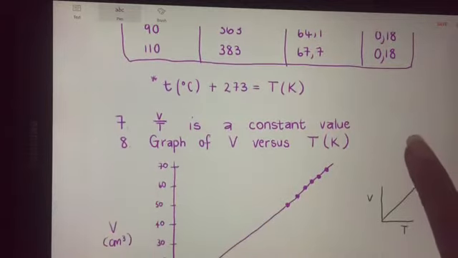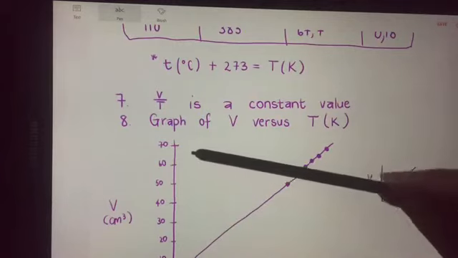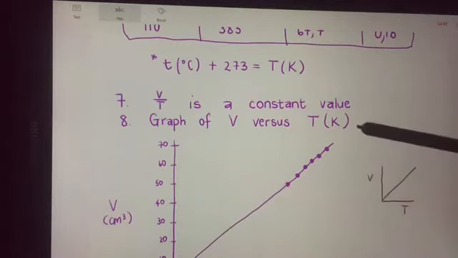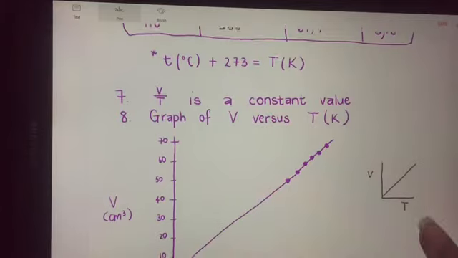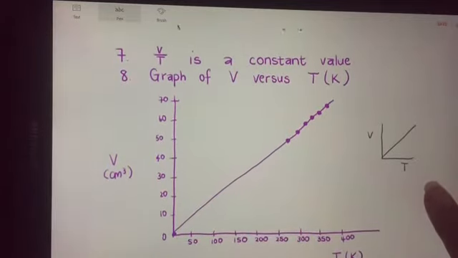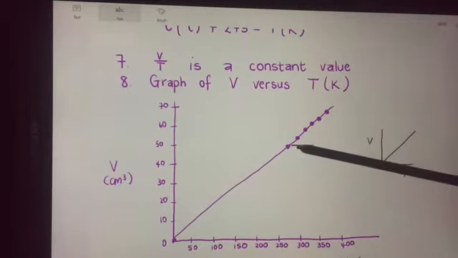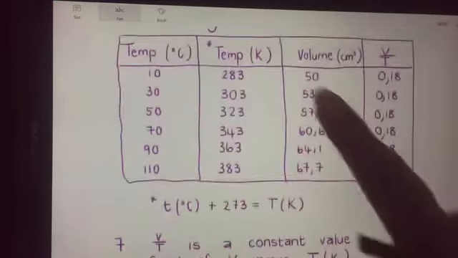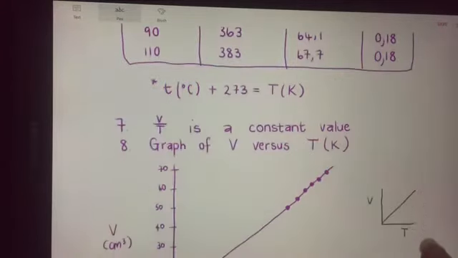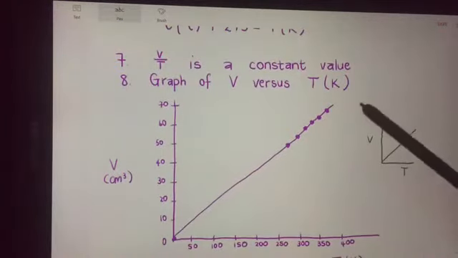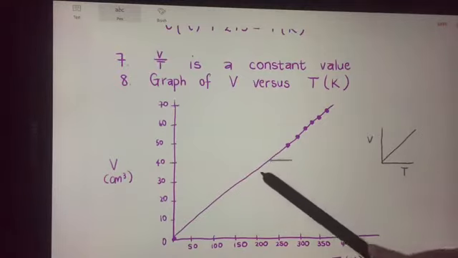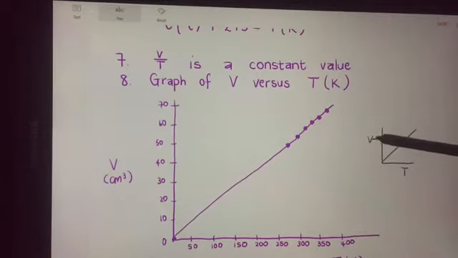So the first one is where I have got volume on my y-axis and I've got Kelvin temperature on my x-axis, as you can see over there. So what I've done is I've plotted those points according to my previous information in the table. So I've used this information over here. And when I draw the line, it ends up looking something like this. So to simplify, I can clearly see that volume and temperature in Kelvin are directly proportional.